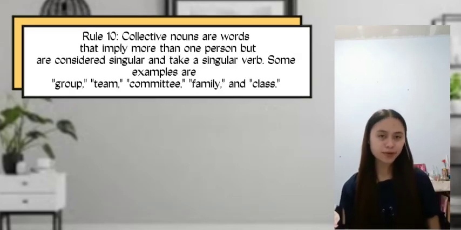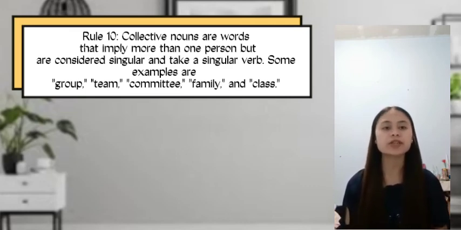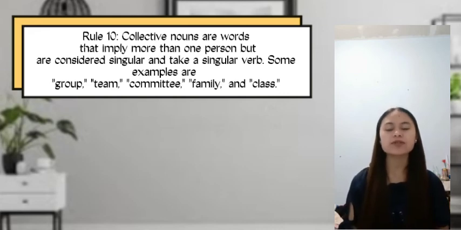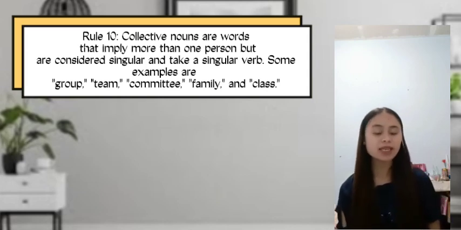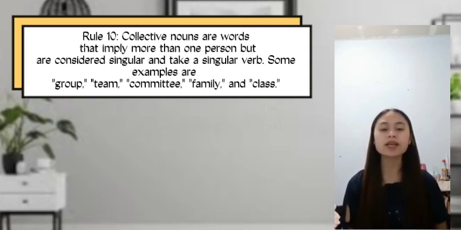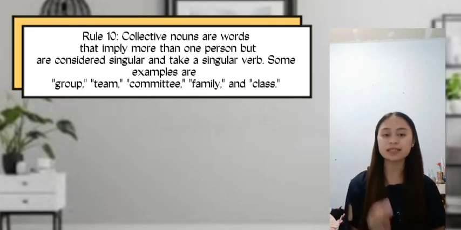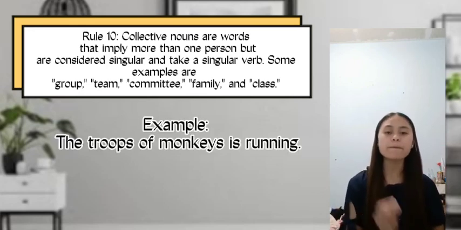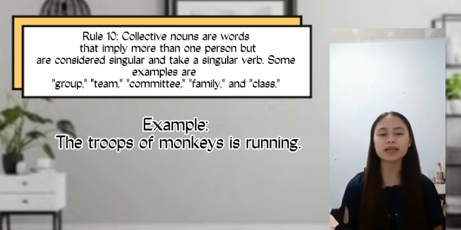Okay? Another rule: collective nouns are words that imply more than one person but are considered singular and use a singular verb. So some examples of this are the words group, team, committee, family, and class. So in considering collective nouns, either singular or plural, we have to analyze how the verbs are used. Okay? So if the group acts as one, doing the same action, the subject is singular. For example, the troop of monkeys is running. So the troop of monkeys is a singular subject and is running is a singular verb.